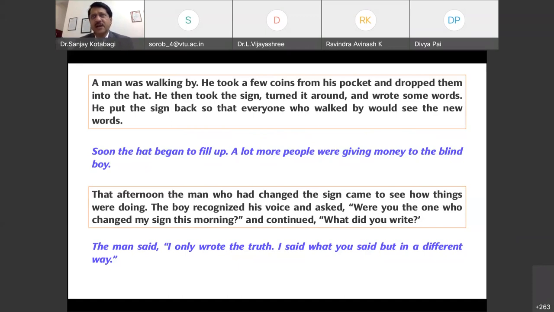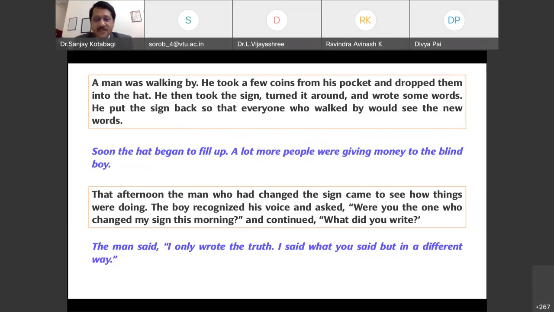Soon the hat started filling, people started giving more, donating more, helping that boy. By afternoon, evening, the boy was very happy with a lot of money being collected. And the man who had shown the empathetic support to the boy wanted to see how the idea had really worked. So he came back to see the situation there, and the boy could make out that this was the man who had made some changes in the morning.